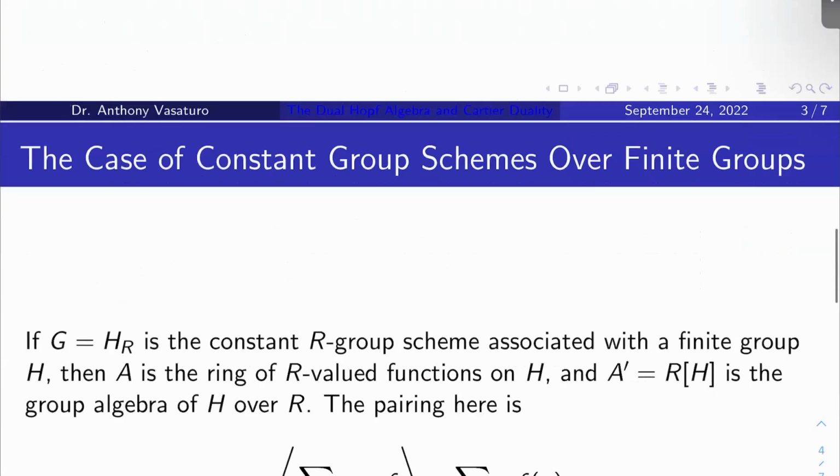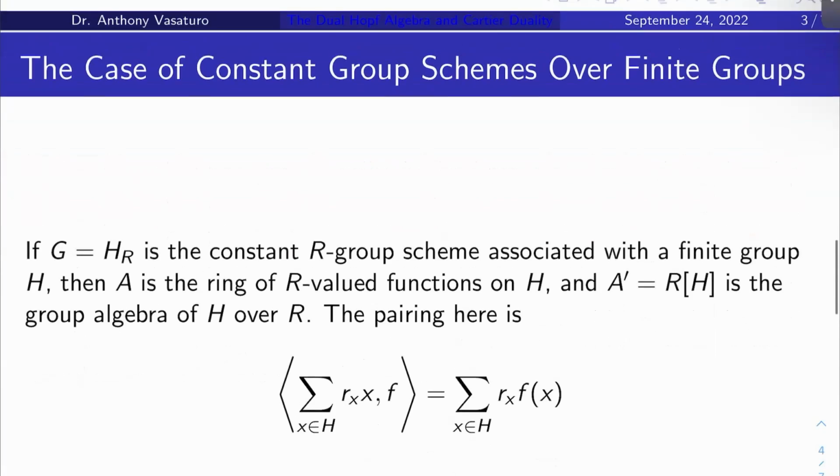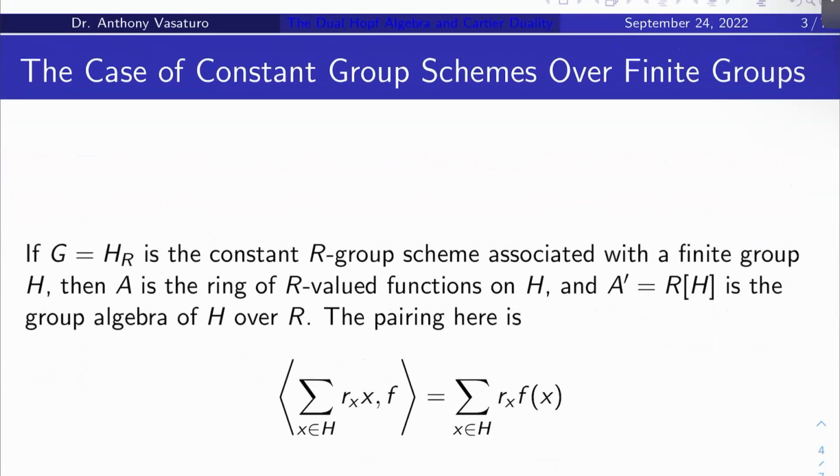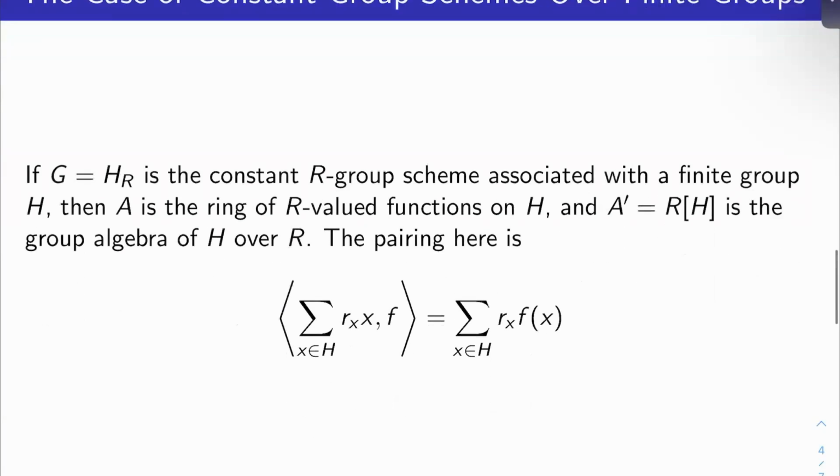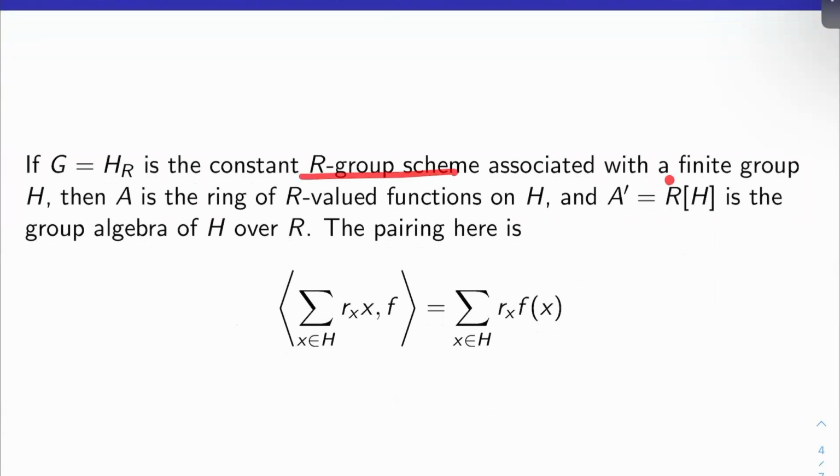Reversing arrows, okay. How about the case where we're dealing with a constant group scheme over a finite group? So if G equals H sub R is the constant R group scheme associated with a finite group H, then A in this case will just be the ring of R valued functions on H. We already knew that. And so what's A prime? It's R adjoin H. It's the group algebra of H over R. So it's like formal linear combinations of stuff in H over R.